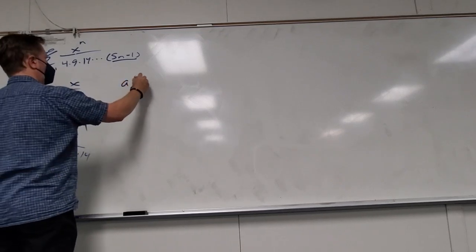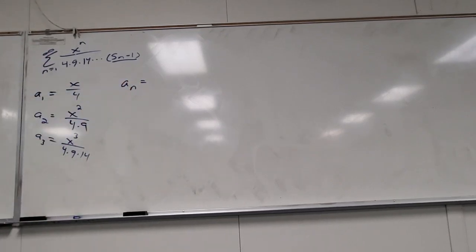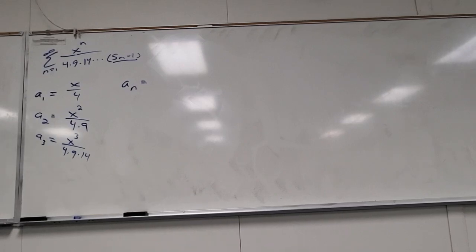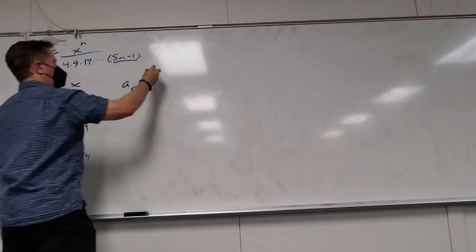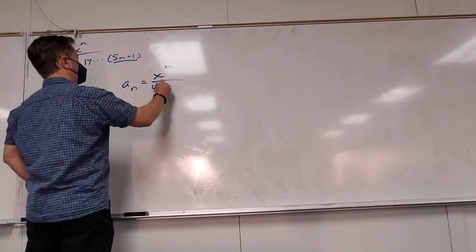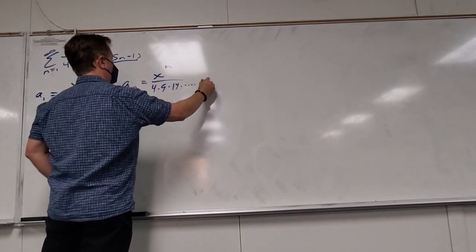What's An? And An is a silly question to ask. If you're doing the web advisor, they will ask you what An is. You just copy it down. So what's An? Easy question. But it's this, right? 4 times 9 times 14 times up to 5n minus 1.